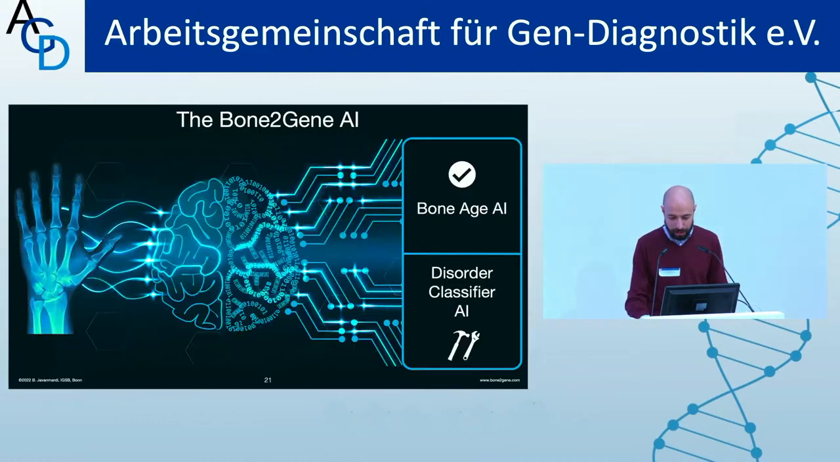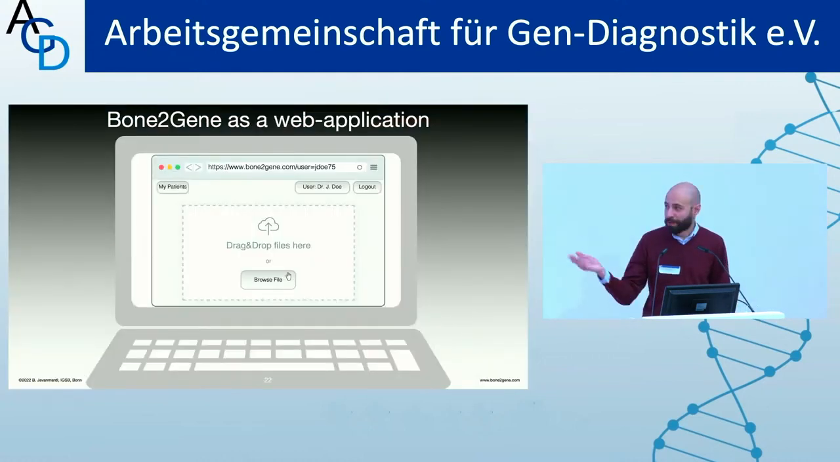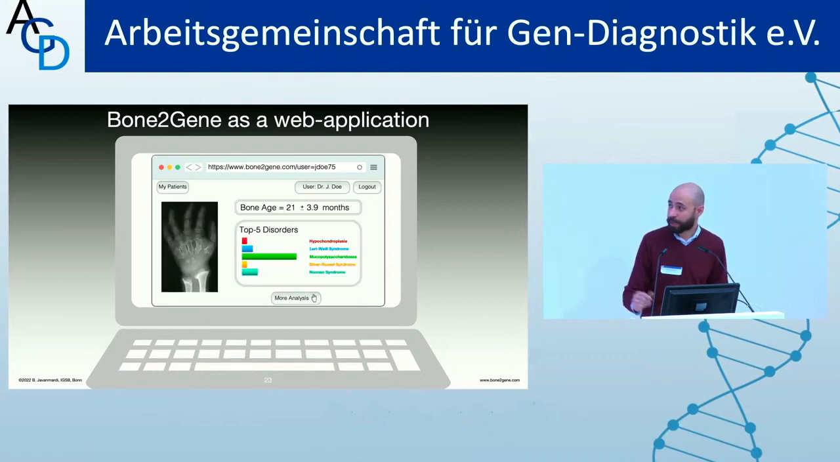I gradually move towards wrapping up. Bone2Gene will have 2 main modules. One of them is the bone age AI, and another one, the disorder classifier. The bone age is already developed completely, and we are in the process of deploying it to the hospital for the use of clinicians, and the disorder classifier is under development. Eventually, it will be deployed as a web-based app that can be accessed anywhere, and the clinician can upload an X-ray and get both the bone age and the top N most probable disorders causing that phenotypic feature.